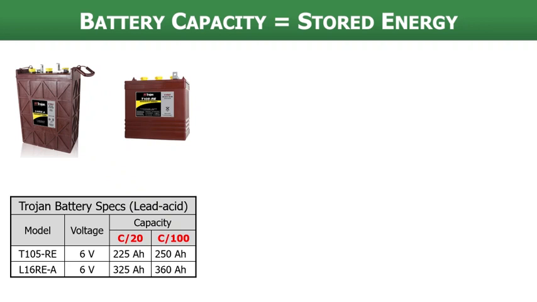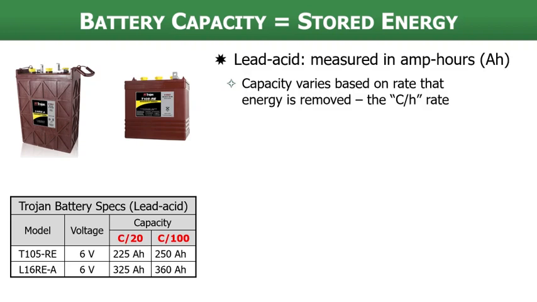Let's talk about how battery capacity is rated. We see an example of two different lead acid batteries here. We have a T105 on the right and an L16 on the left. These are different size lead acid batteries. They're both 6-volt batteries, and they both have different capacities. Lead acid batteries are typically measured in amp hours. That's how we rate the capacity of a lead acid battery. And that capacity is rated at a C rate. C is the capacity of the battery at a specific hour rate.